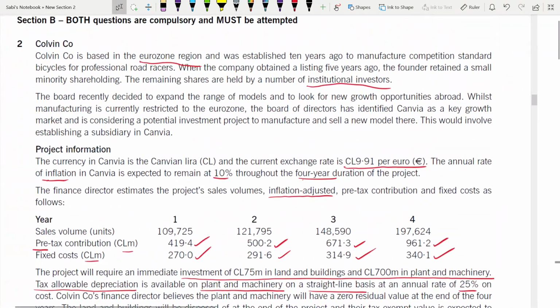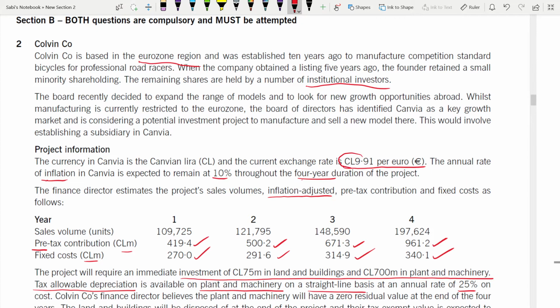Here it is, 9.91 if you see here. But what is the inflation? Okay, and it is CL. So then your numerator has to be the inflation of CL divided by the inflation of Canvia. Sorry, inflation of Colvin. So what is the inflation of?